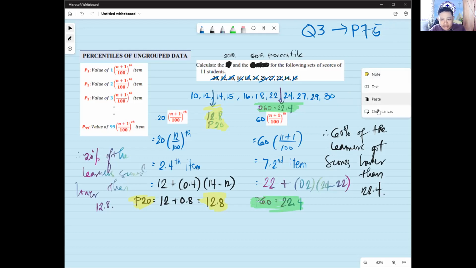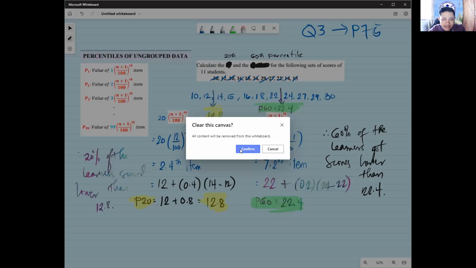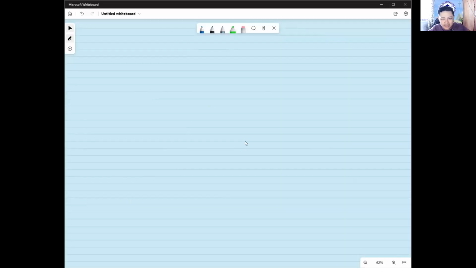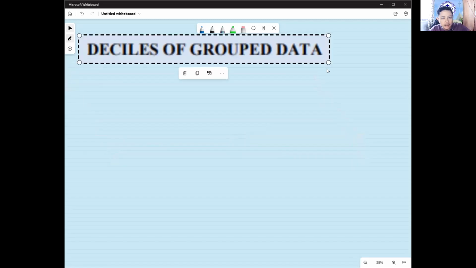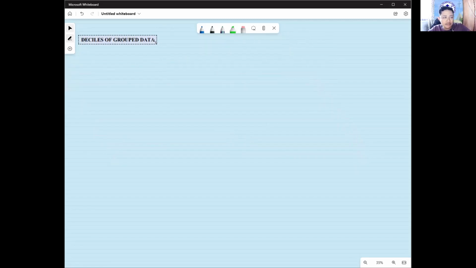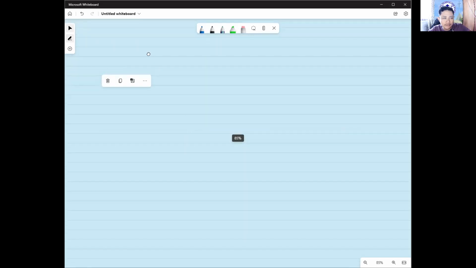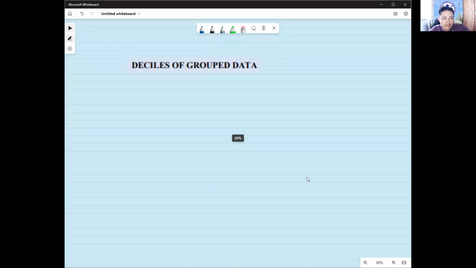Now let's move on with our a little exciting process, a little longer, but actually it's easy. The deciles of the grouped data. Okay. And how is that? It's just actually similar with what we had last week in the quartile. We need to come up with a frequency distribution table, FDT. We need to come up with an FDT for us to solve this.